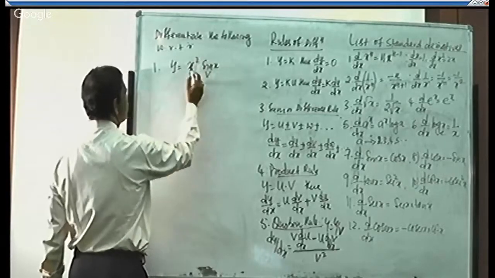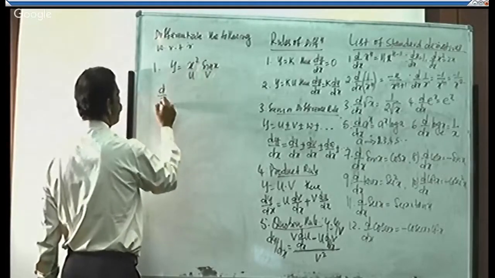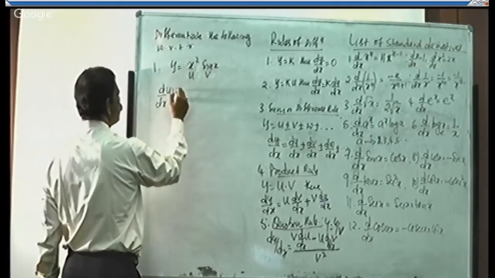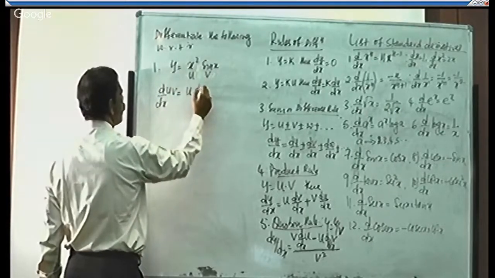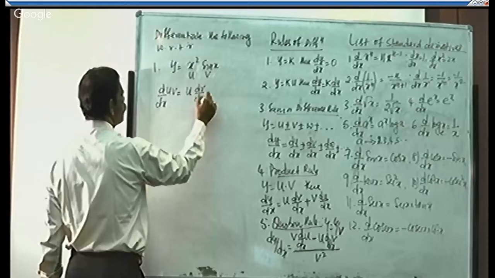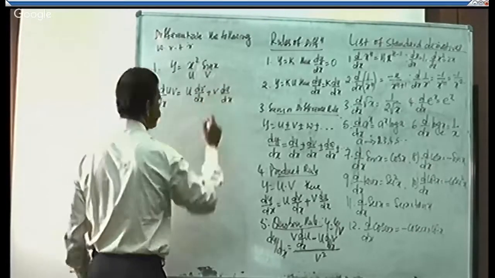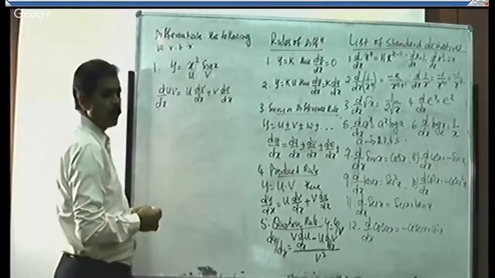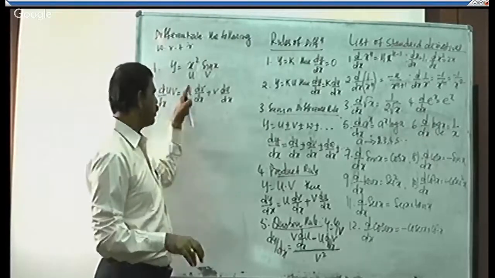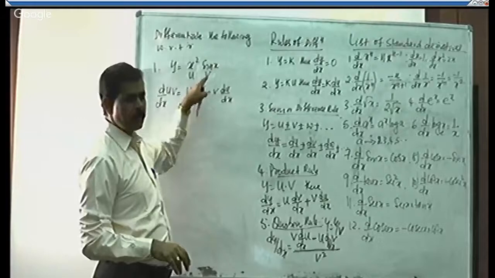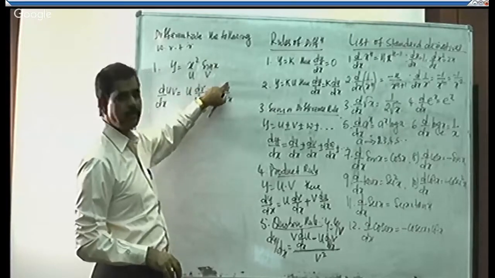What is u? First write the rule. d by dx of u into v is what? u into dv by dx plus v into du by dx. You can remember it like this: keep the first function as it is, differentiate the second, plus keep the second function as it is, differentiate the first.